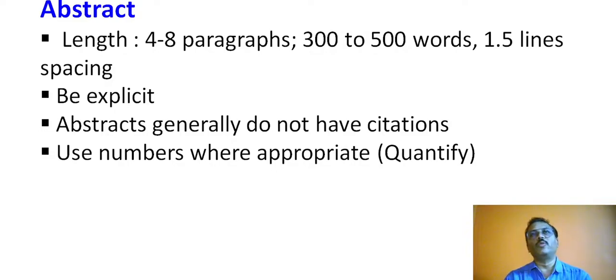300 to 400 words is recommended. Try to follow good spacing, maybe 1.5 line spacing. Be explicit here. So no assumptions. Try to be explicit, state everything explicitly. And usually abstracts do not contain any citations, don't cite here. So use numbers wherever appropriate.